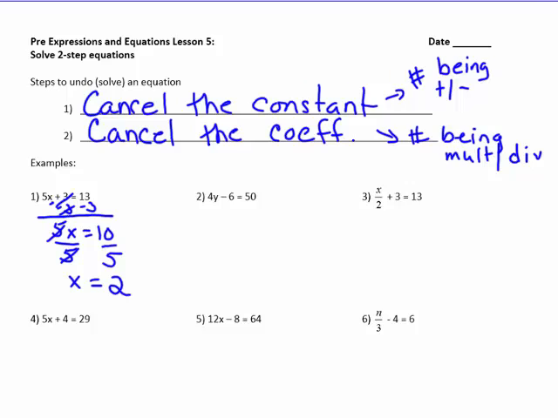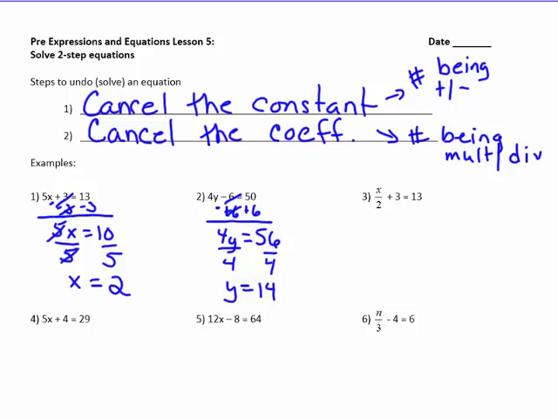All right, number 2. So here's my variable. I have to cancel the 4 and the 6. The 6 goes first because it's being subtracted. So I'm going to add 6 to both sides. So that makes 0. 0 plus 4y is 4y. Over here I have 50 plus 6, which is 56. Then I need to cancel the 4. It's being multiplied, so I'm going to divide. So y is going to give me 14.